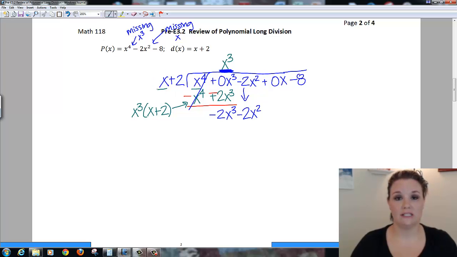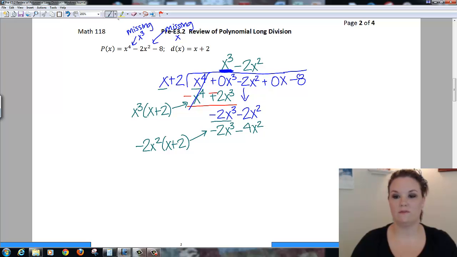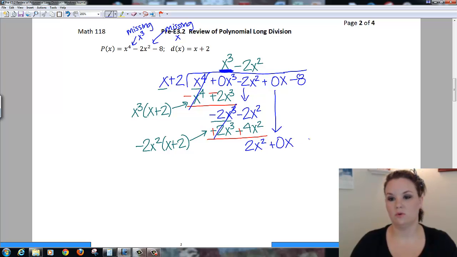I look at my leading term, which here is X. What do I have to multiply X by to make it look like negative 2X cubed? I need a negative 2, and then to go from X to X cubed, I need an X squared. So I'm going to do negative 2X squared times my divisor, which is X plus 2, and write that here. Negative 2X squared times X is negative 2X cubed. Negative 2X squared times 2 is negative 4X squared. Then again, I draw my line, change my signs, so they both become positive. My 2X cubes cancel, and I'm left with positive 2X squared, and then I bring down my next term, which is plus 0X. Start the process again.